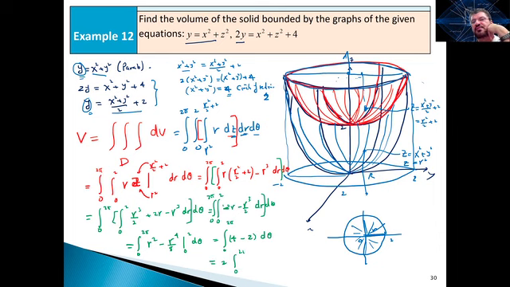And the 2 goes out. You're left with the integration from 0 to 2π of dθ. We know that the integration of dθ is θ from 0 to 2π. If I plug the 2π, I get 2π times 2 is 4π. And this is actually now the volume of this paraboloid that is bounded below by z equal x squared plus y squared, on the top by the other one, 2z equal x squared plus y squared plus 4. So it's the blue region.